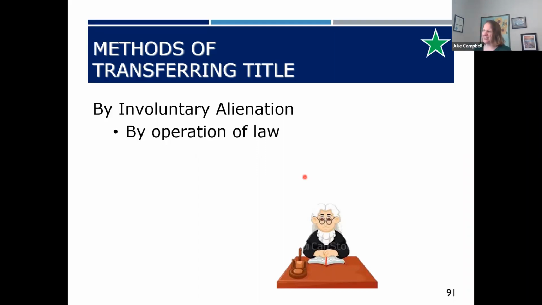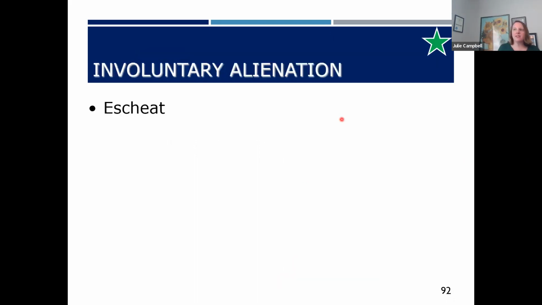Top of page 92. So we're going to talk about the different ways that you could lose your property by operation of law. The first way is escheat. If an individual dies without a will or heirs, no will, no heirs, the state can take the property, escheat, and do with it as they choose.